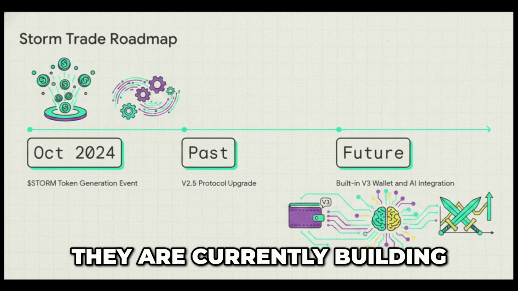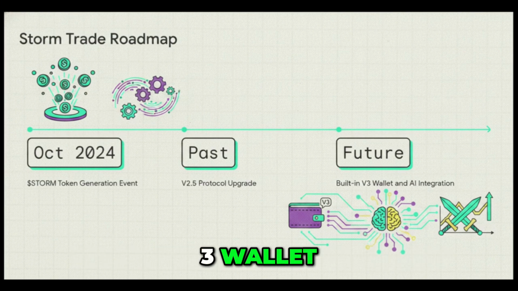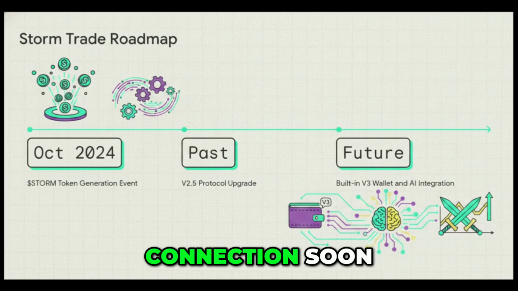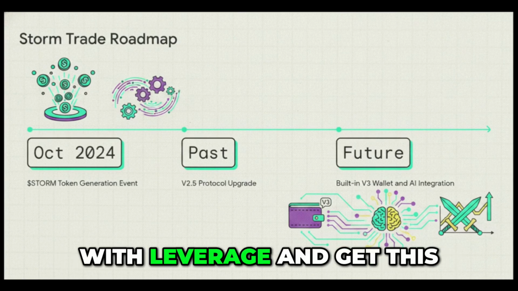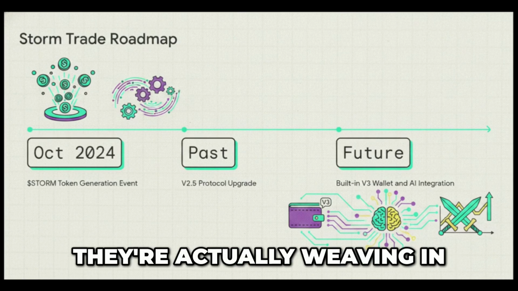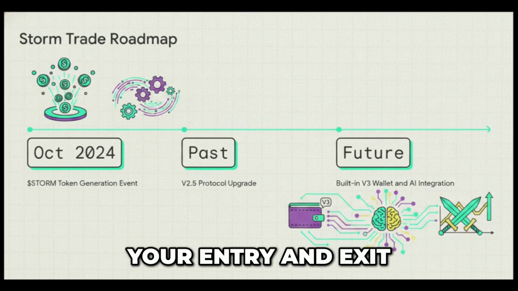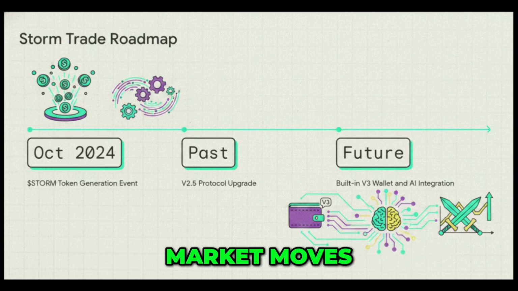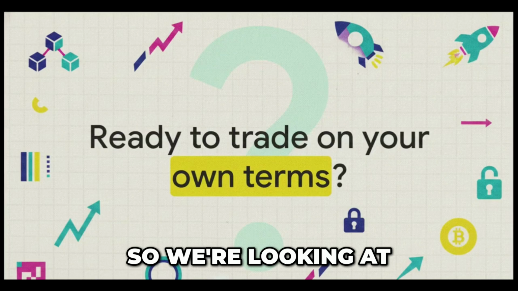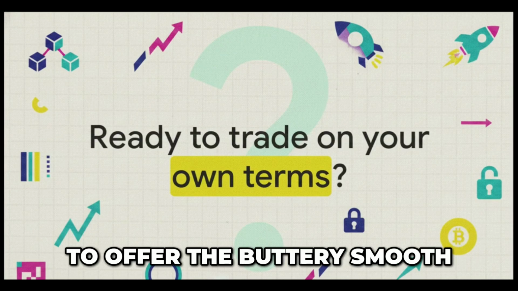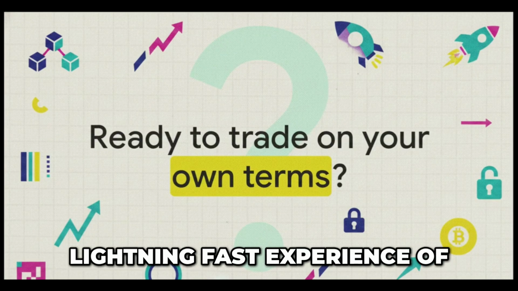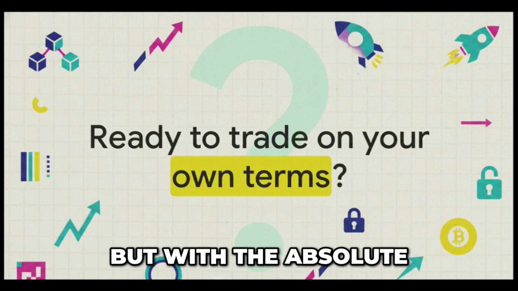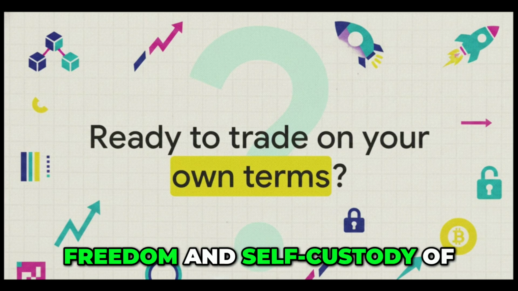They are currently building a gasless embedded V3 wallet, meaning you won't even need a separate TON connection soon. They're dropping spot trading with leverage, and get this, they're actually weaving in AI to help optimize your entry and exit strategies and forecast market moves. That's a real game changer. So we're looking at a protocol rapidly evolving to offer the buttery smooth, lightning-fast experience of a centralized exchange, but with the absolute freedom and self-custody of a DEX.